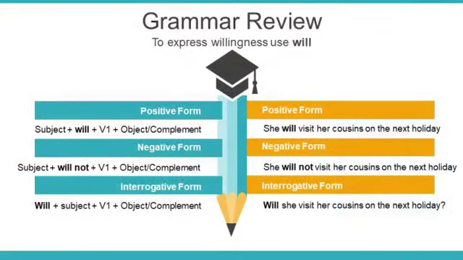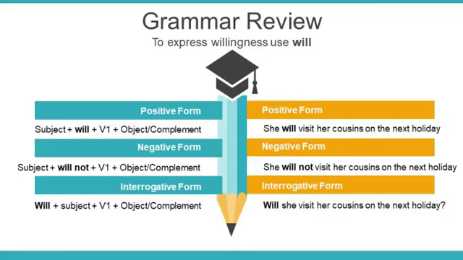Teacher also provides the grammar review. To express willingness, use will. To construct a sentence about expressing willingness, in the positive form, the formula is subject plus will plus verb 1 or present verb plus object or complement. The sentence will be, she will visit her cousins on the next holiday.